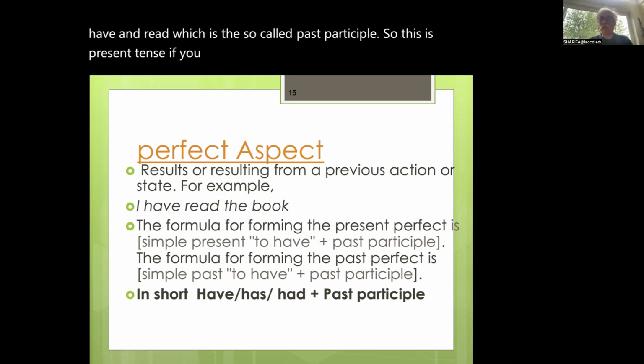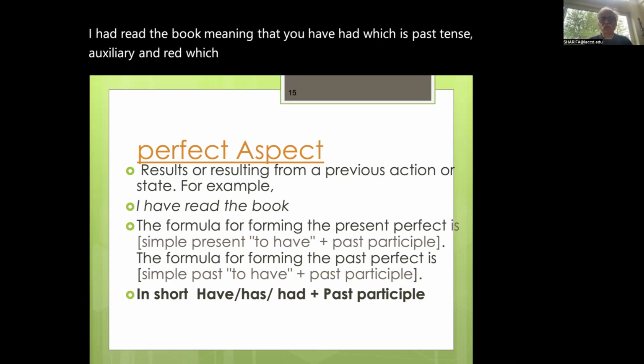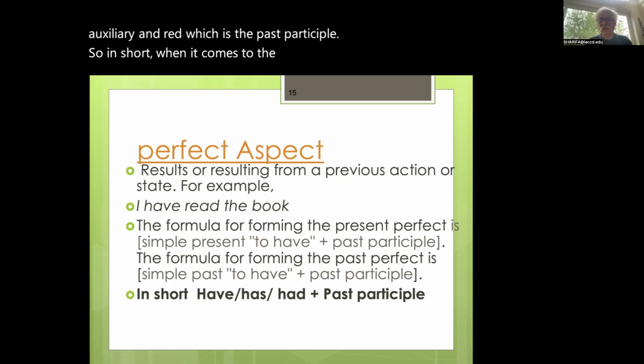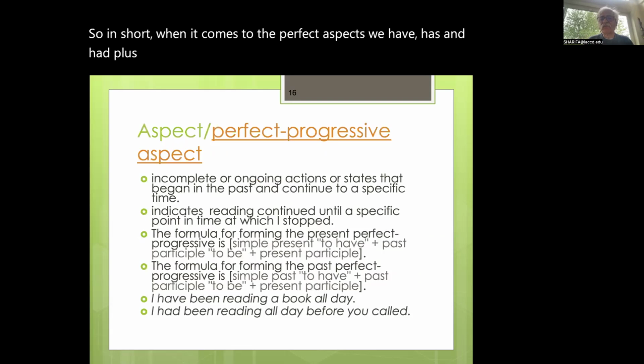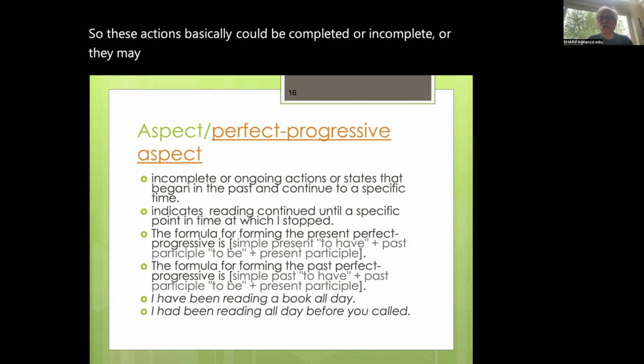If you want to turn it into past, then you would say, I had read the book, meaning that you have had, which is past tense, auxiliary, and read, which is the past participle. So in short, when it comes to the perfect aspects, we have have, has, and had plus the past participle. So these actions could be completed or incomplete, or they may have an effect in the present time.